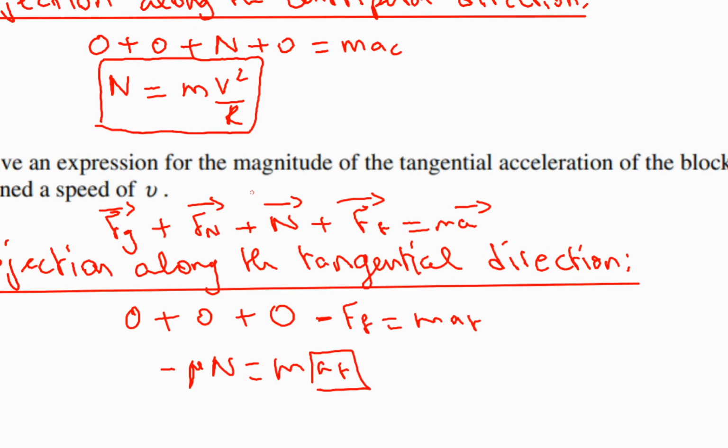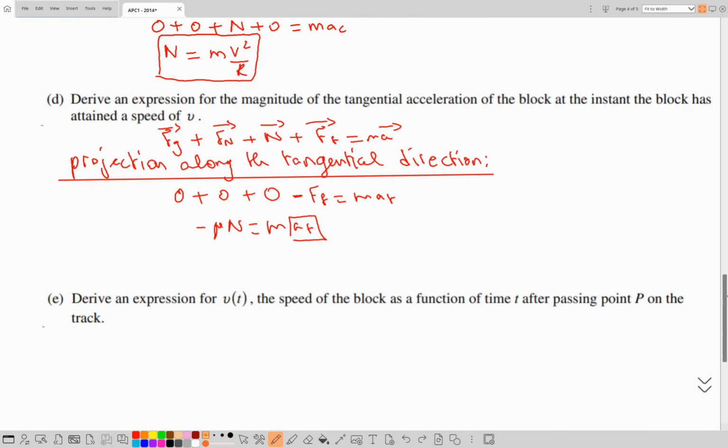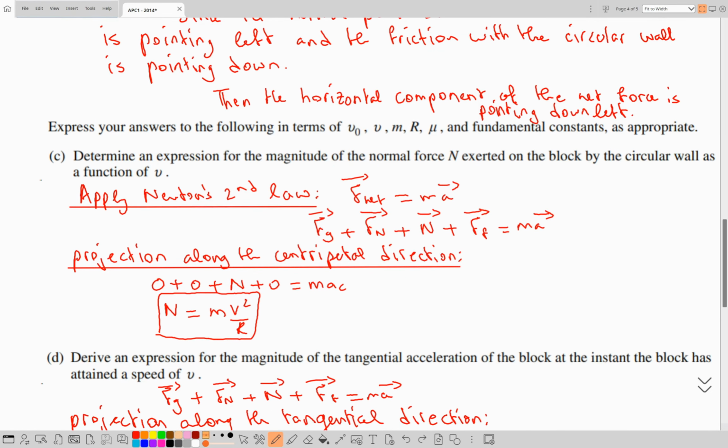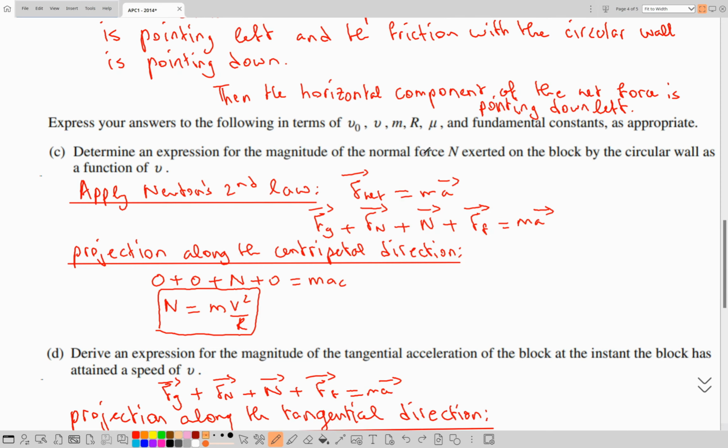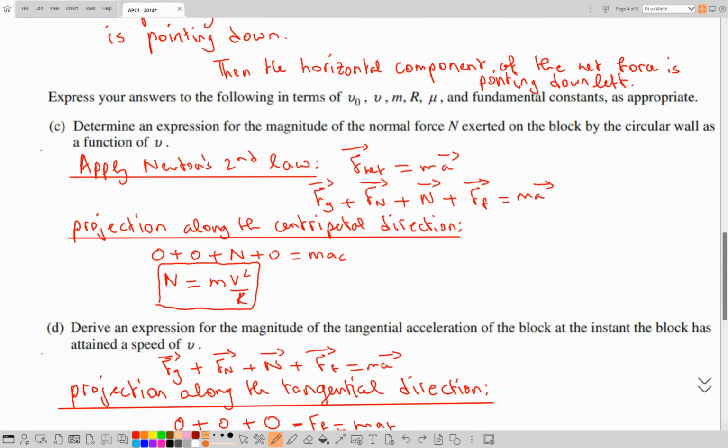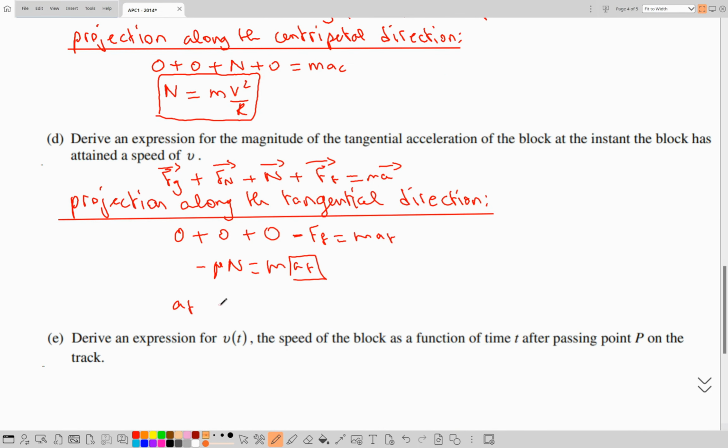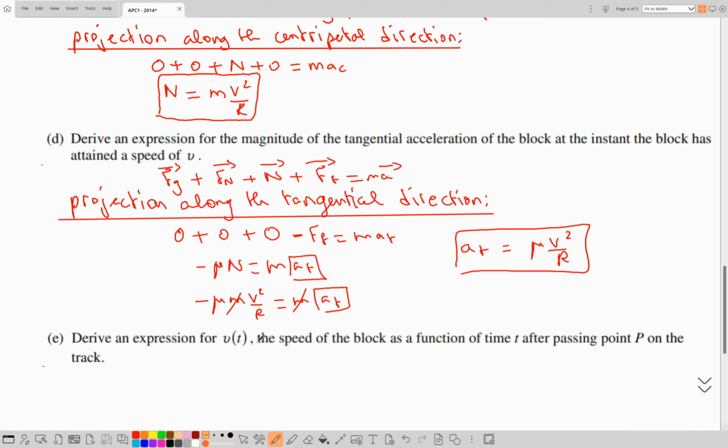So notice that here we're interested in the magnitude and not the vector quantity as it is. And we're interested in expressing our answer in terms of these quantities. So minus mu N, which is given by mv squared divided by r, is equal to m a tangential, and here we can apply the cancellation effect. Then indeed the tangential acceleration in magnitude is given by mu v squared divided by r. Remember that this is the magnitude. Later on, if you want to determine something related to a tangential, we need to use it as a vector quantity.